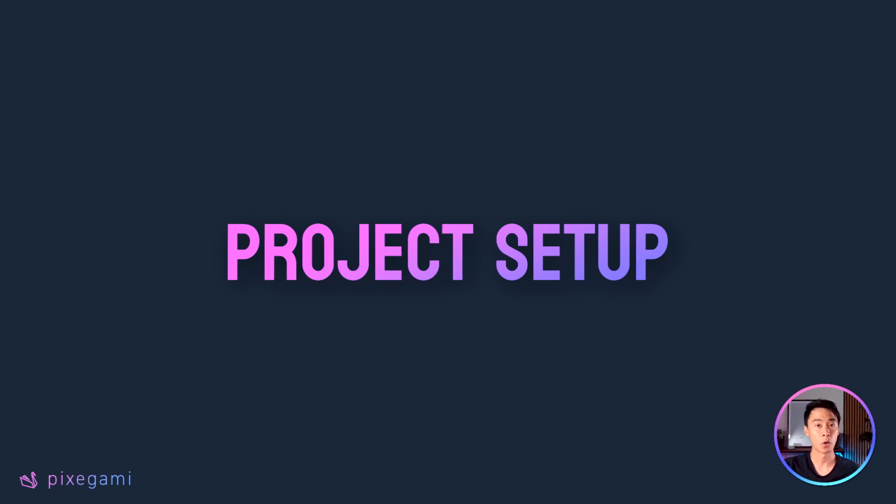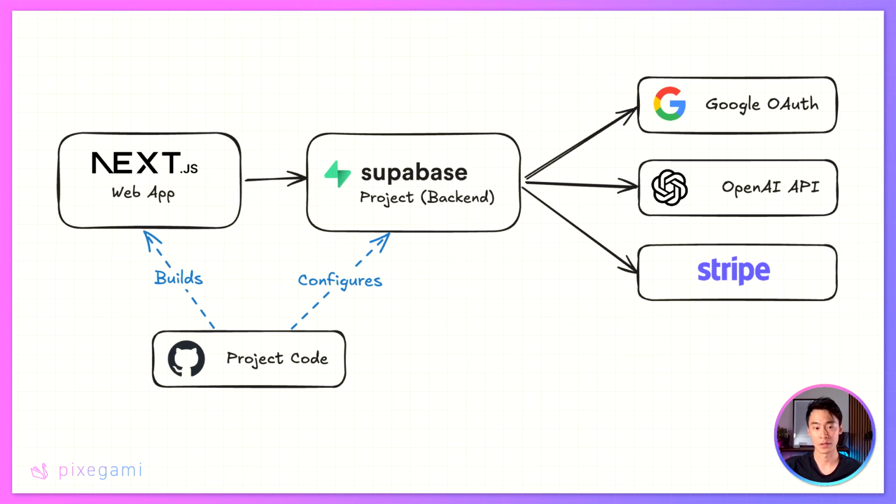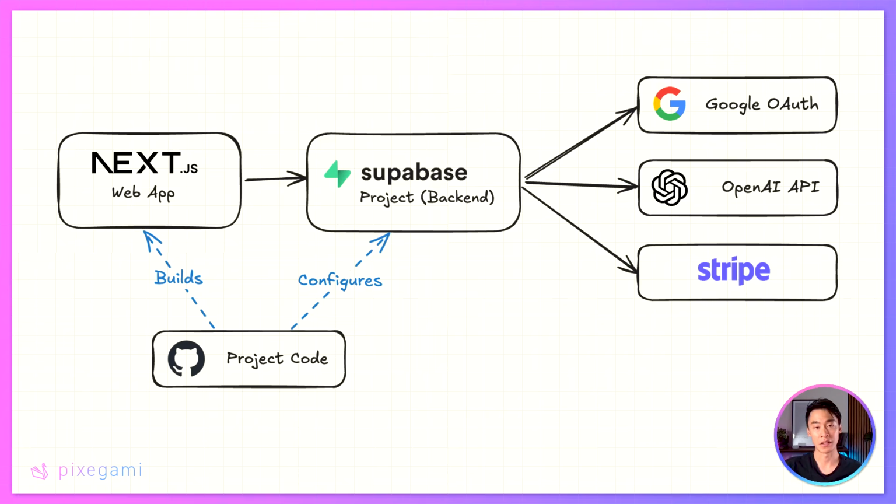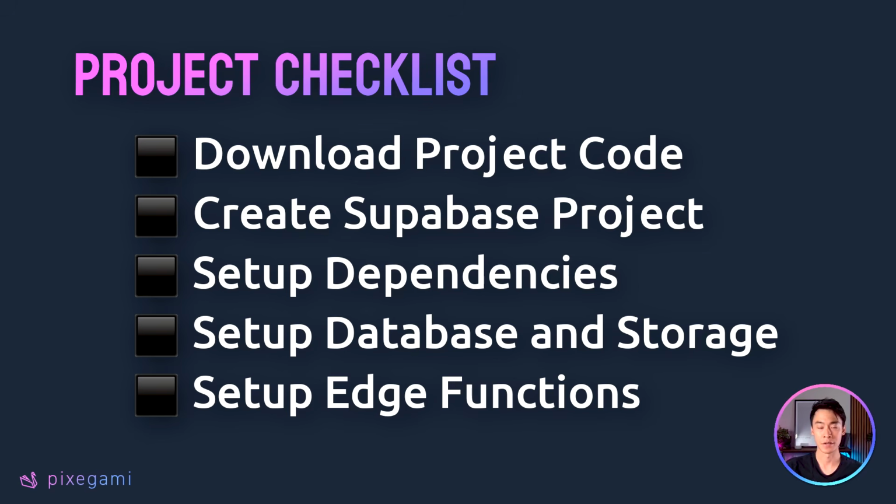Okay, so now that we've gone over all the high-level stuff, let's look at our plan for how we're going to set up the project. We will need to set up 5 separate things to get this all working. We'll start by just downloading the code from GitHub and then creating a project on the Supabase cloud. Then we'll go and set up the rest of the dependencies first: Google OAuth, OpenAI, and Stripe. And then we'll have all the API keys we need to go back to our project and actually finish setting it up. Here's a checklist of the steps that we're going to take. And throughout this video, we'll go down the list and we'll tick them off one by one.